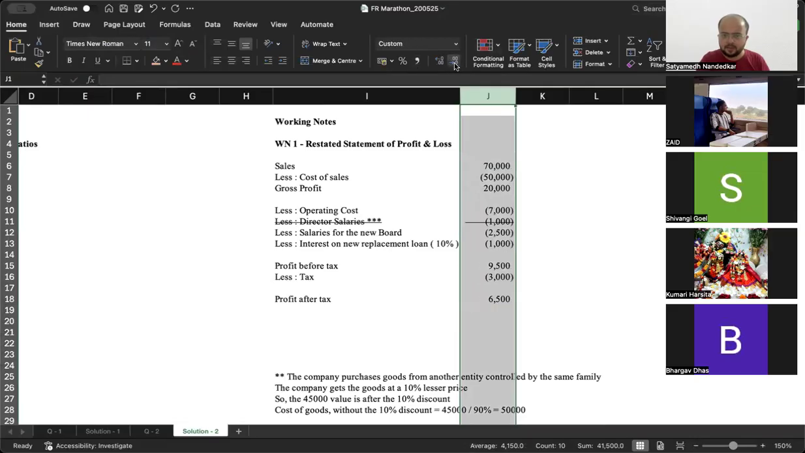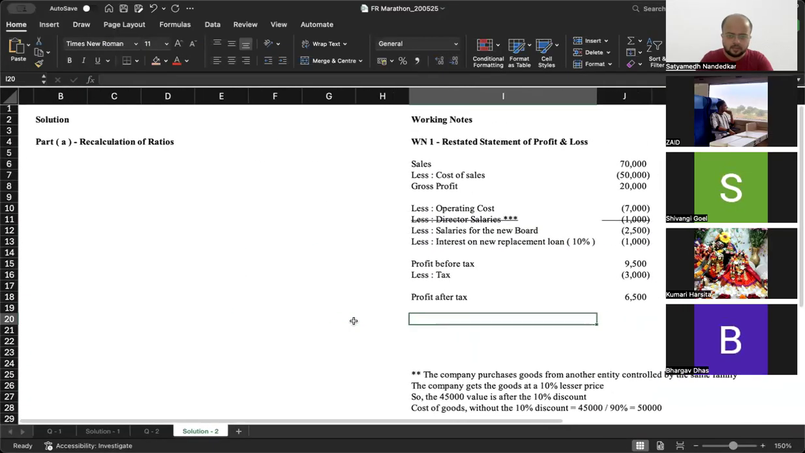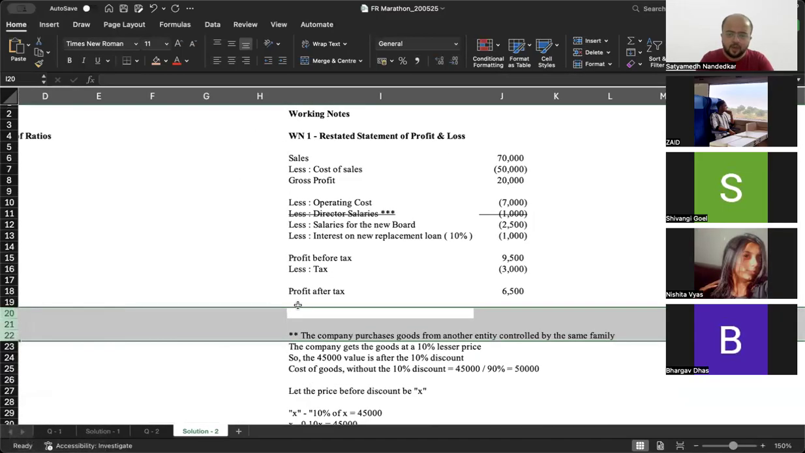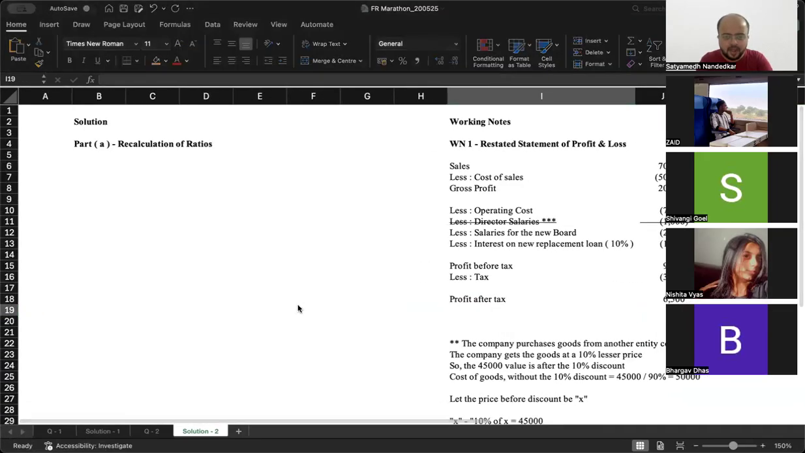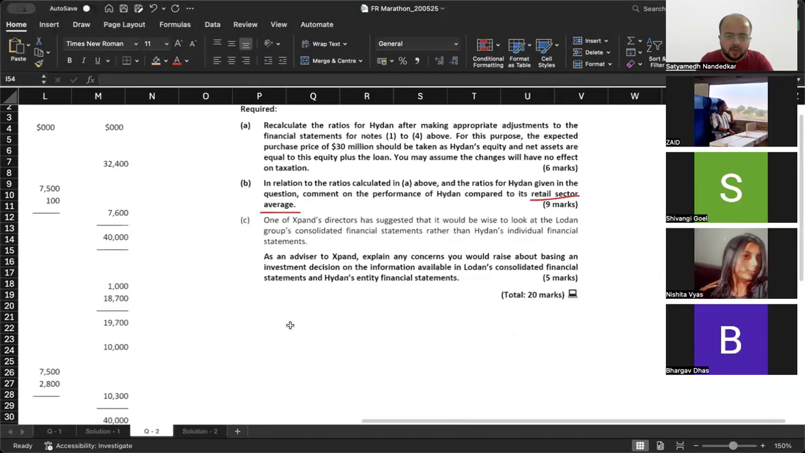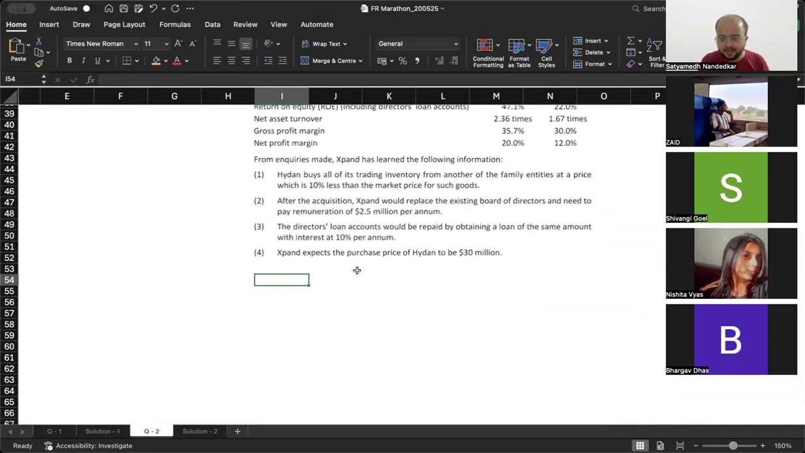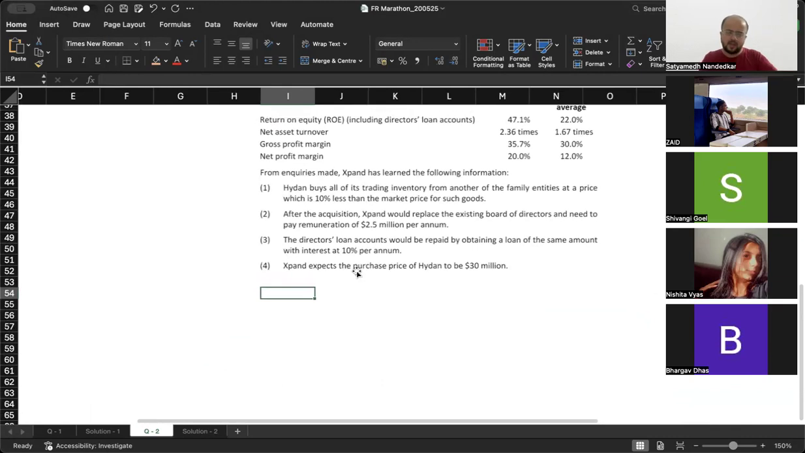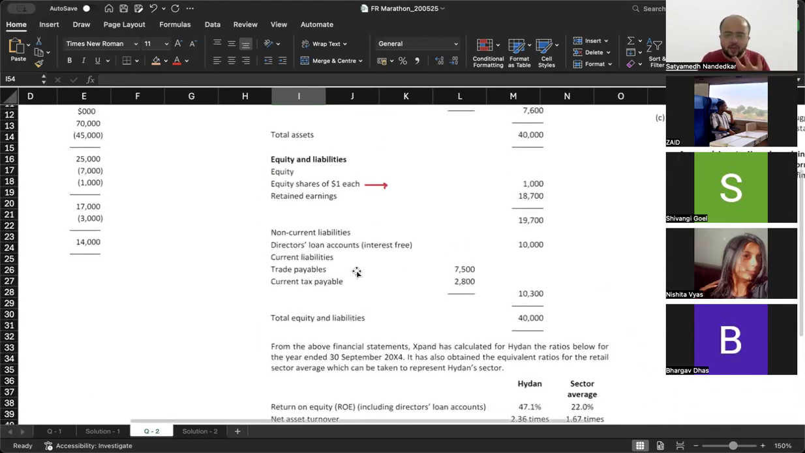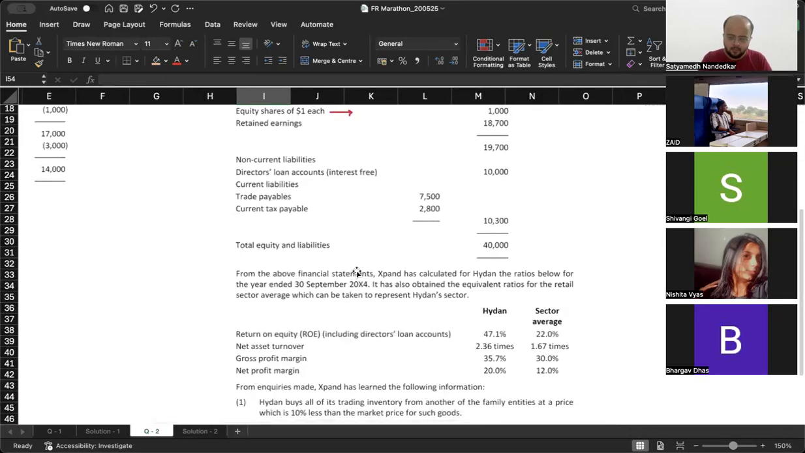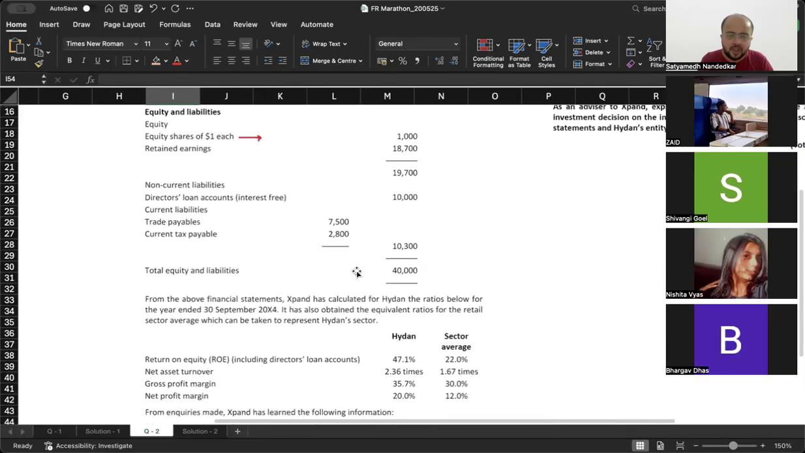Fair enough. Are you with me? Yes, sir. This is my new profit after tax. Okay, new profit after tax is 6,500. That is one part of the situation handled for me. Now check if there is anything else you have to worry about because of this buying and selling. Sorry, because of this acquisition of the new entity. Will there be any impact on the balance sheet? Tell me. Okay, what are the 4 ratios?